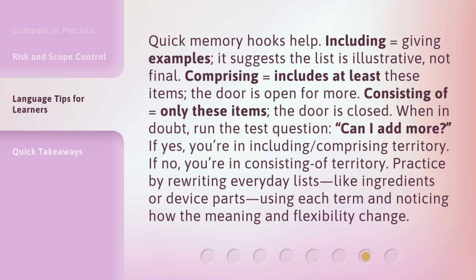When in doubt, run the test question: can I add more? If yes, you're in including or comprising territory. If no, you're in consisting of territory. Practice by rewriting everyday lists, like ingredients or device parts, using each term and noticing how the meaning and flexibility change.